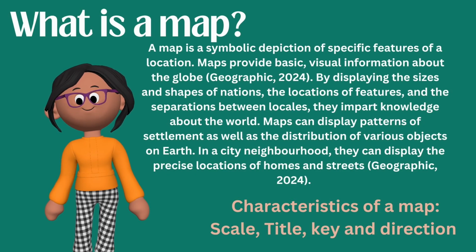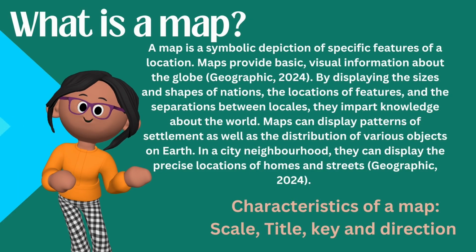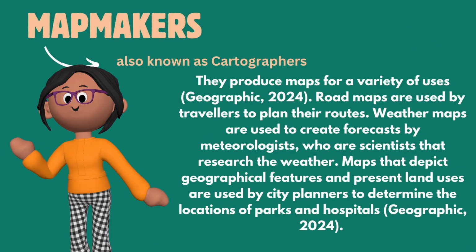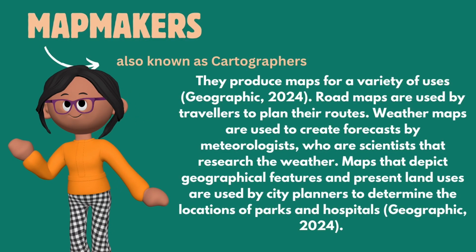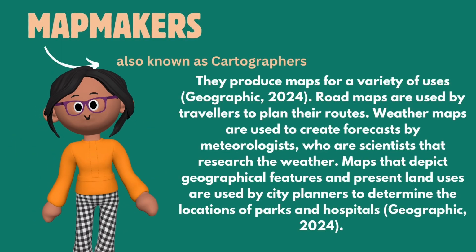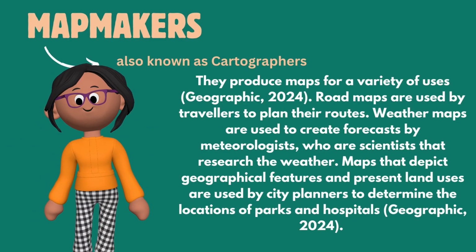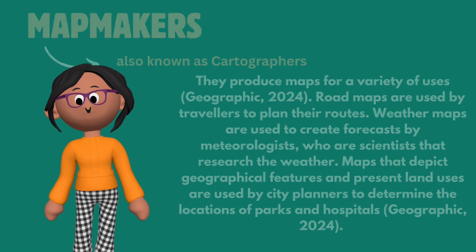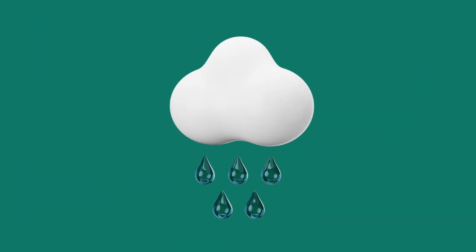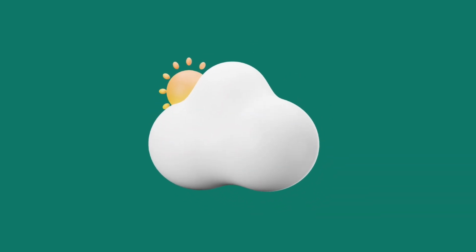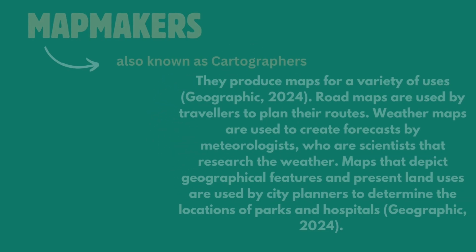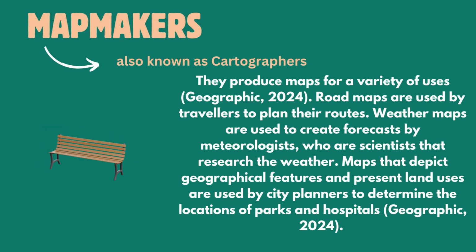Characteristics of a map: scale, title, key, and direction. Map makers, also known as cartographers, produce maps for a variety of uses. Road maps are used by travelers to plan their routes. Weather maps are used to create forecasts by meteorologists, who are scientists that research the weather. Maps that depict geographical features and present land uses are used by city planners to determine the locations of parks and hospitals.